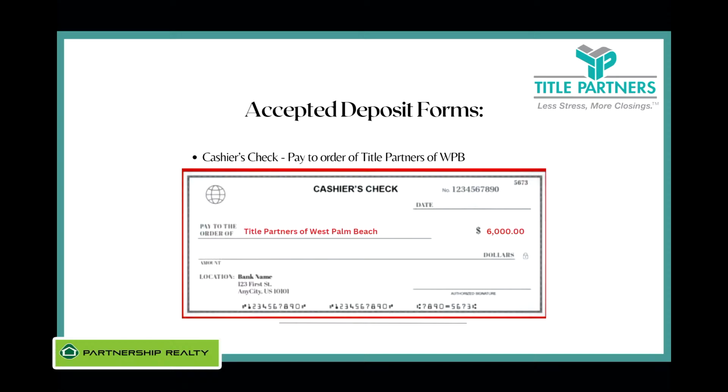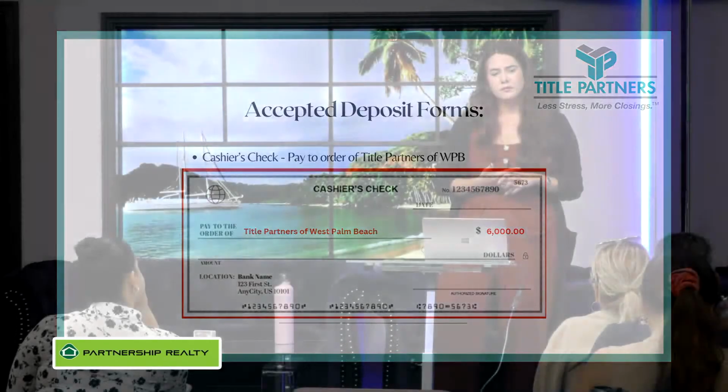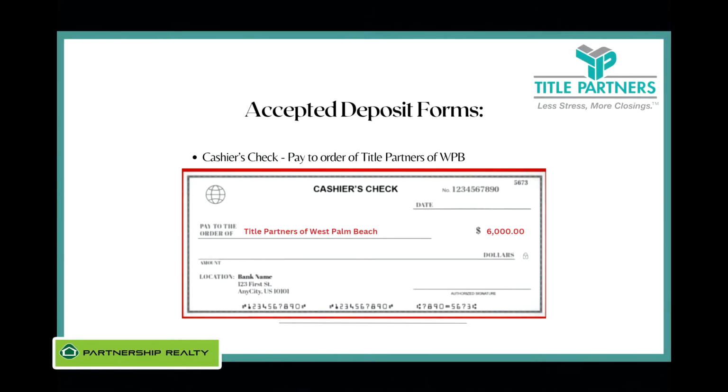Now do we need to put West Palm Beach? You could put Title Partners or Title Partners of West Palm Beach, either or. An acceptable deposit form is also a cashier's check. We do not accept, just so that you know, personal checks for escrow deposits or rental escrow deposits.